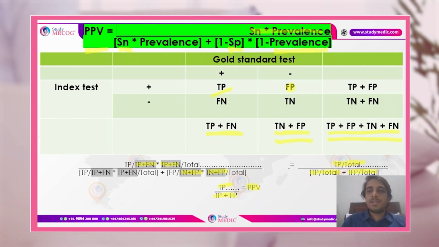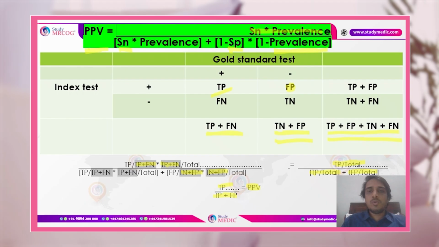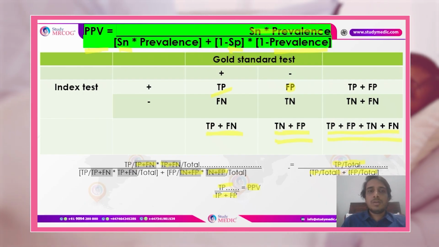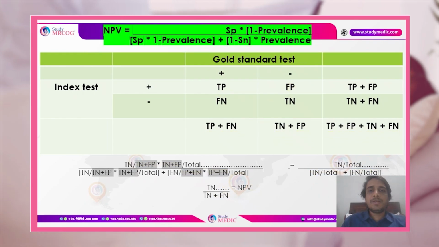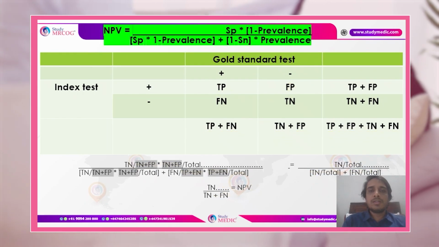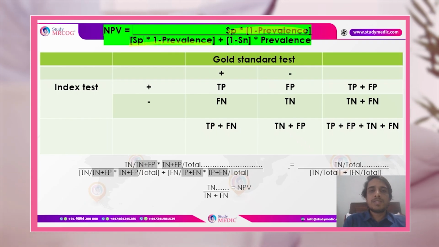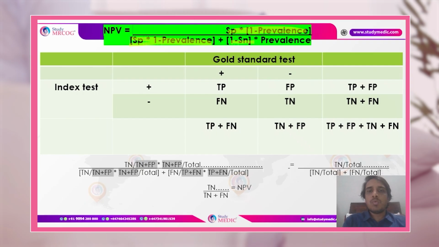Similarly, we can use either of these formulas to calculate. For the negative predictive value, the formula used is specificity into 1 minus prevalence divided by specificity into 1 minus prevalence plus 1 minus sensitivity into prevalence.